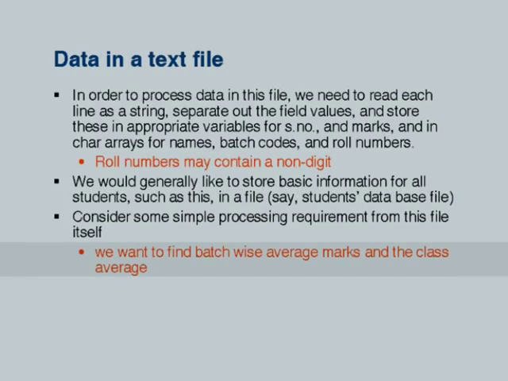So effectively, if I want to find batch wise average marks and the class average, I will have to write a program which first of all reads a line, then separates out the values, then identifies what is the batch code, identifies the marks. If it is negative marks, it says the fellow is absent. If it is positive marks, first it will have to add up in a sum total which will give me the class average. Second, for every mark, I have to add it up into a separate count which I must maintain for each of the batches. If I have 40 batches, I must maintain 40 separate counts.